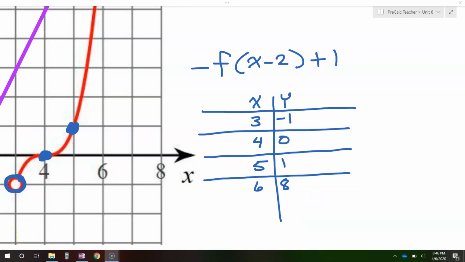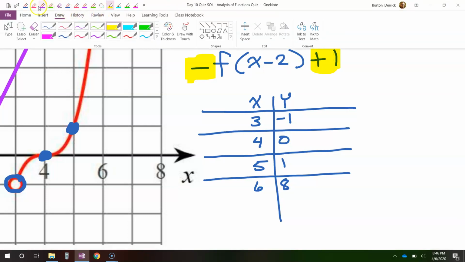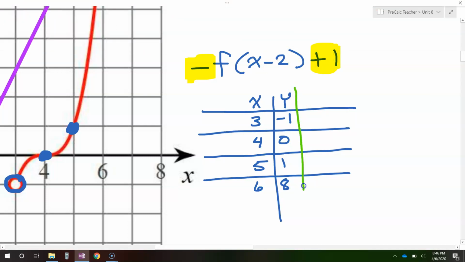So again, let's start with the transformation of the y values. And that's going to be this and this. Anything outside the function is happening to the y values. So that's why we're doing opposite of y plus 1. So opposite of this is positive 1, plus 1 is 2. Opposite of this is 0, plus 1 is 1. Opposite of this is -1, plus 1 is 0. Opposite of this is -8, plus 1 is -7.